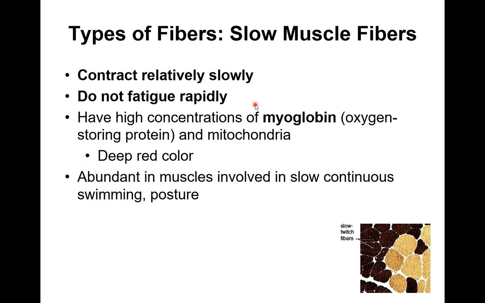Like the fast aerobic fibers, they are relatively rich in mitochondria, because since they don't do fast contractions, they can keep up, they can perform the full cellular respiration, so they have lots of mitochondria and lots of myoglobin, which is the protein that's responsible for storing oxygen within the muscle. And because of that, they look darker than fast anaerobic fibers, which will be the lighter one here.